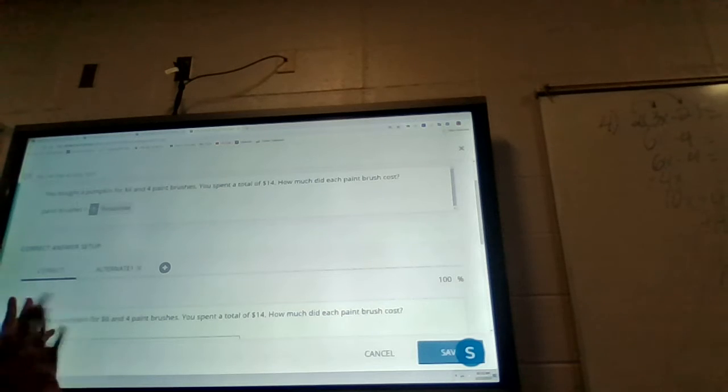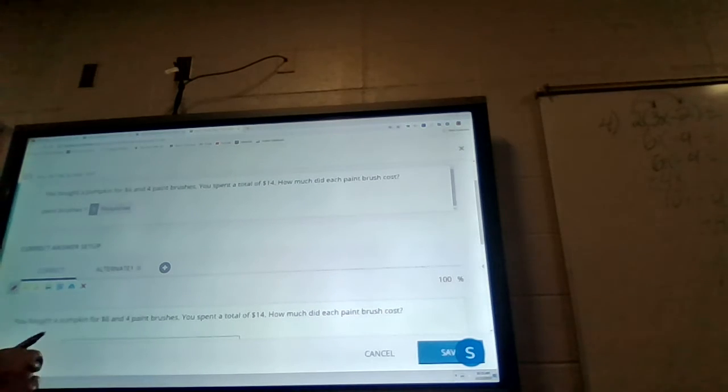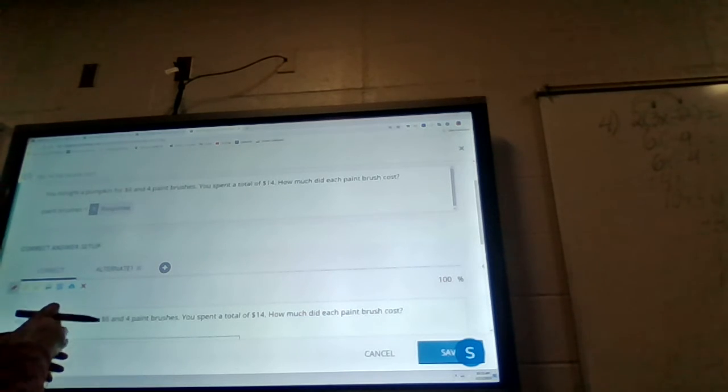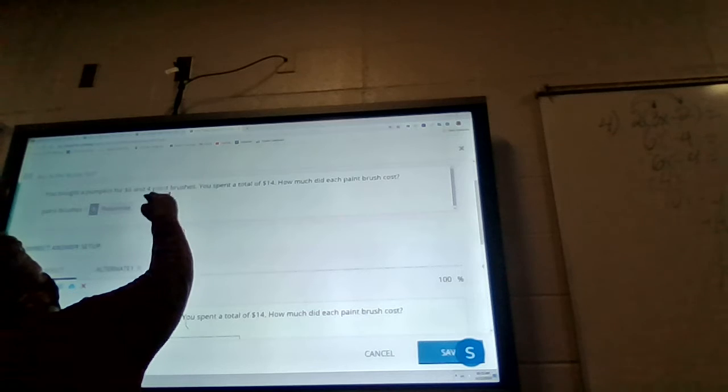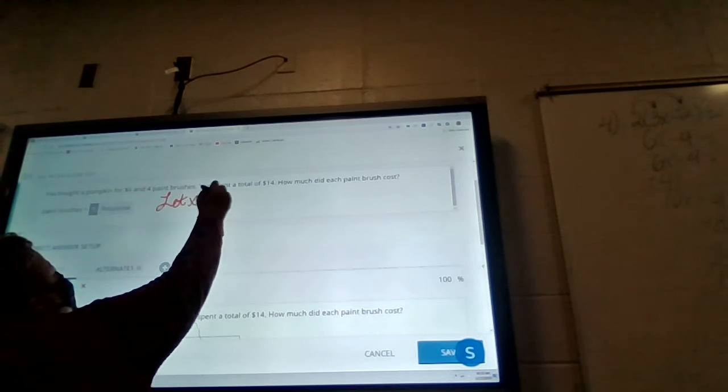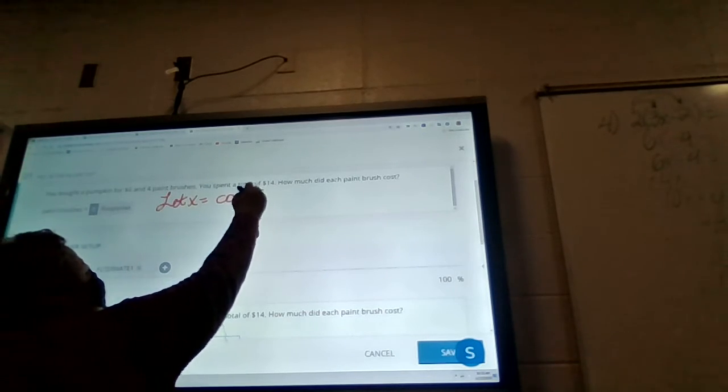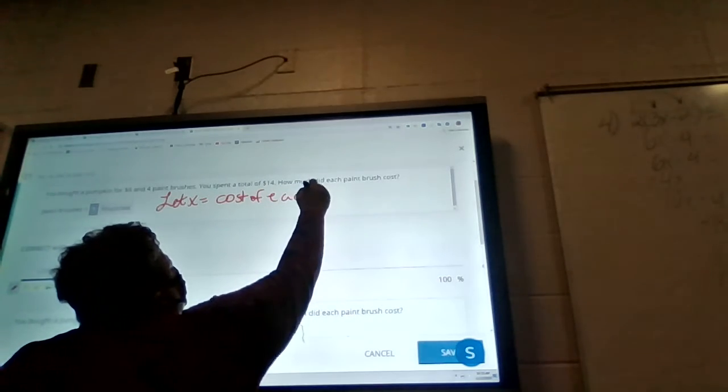So what are we looking for in this one? Brooke, what are we looking for in this first problem? You bought a pumpkin for $6 and you bought 4 paintbrushes. You spent a total of $14. How much did each paintbrush cost? So we're looking for how much each paintbrush cost. So that's what we set our variable to. We're going to let x equal the cost of each paintbrush.